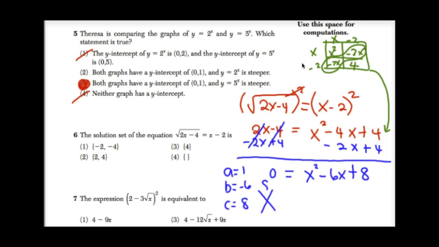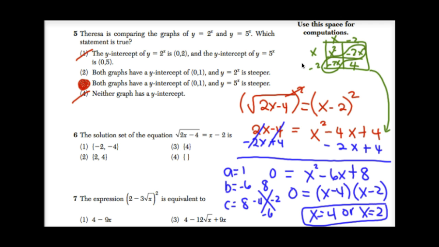So when I do this, I'll have 8, negative 6. So I will go ahead and have negative 4, negative 2. So now I'm going to have 0 is equal to x minus 4, x minus 2. Using my zero property rule, I will see that x is equal to a positive 4 or x is equal to a positive 2. And that will be choice number 2. They're included.